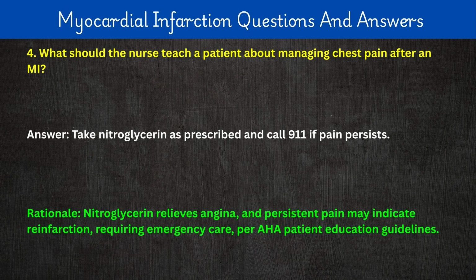4. What should the nurse teach a patient about managing chest pain after an MI? Answer: take nitroglycerin as prescribed and call 911 if pain persists. Rationale: nitroglycerin relieves angina, and persistent pain may indicate reinfarction, requiring emergency care, per AHA patient education guidelines.